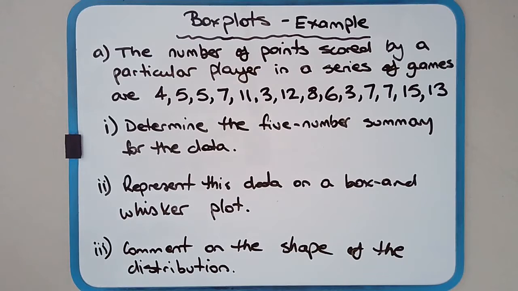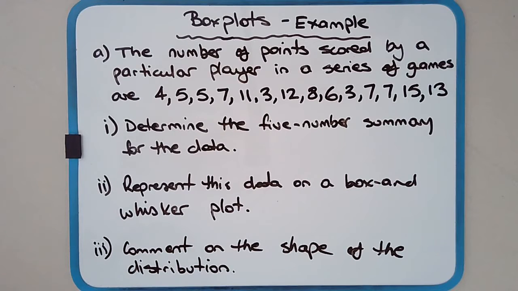Let's have a look at an example now involving the drawing of a box plot based on a set of scores. There's two parts to this example. So part A, we're going to analyze a set of scores, come up with the 5-number summary, and draw the box and whisker plot to represent that 5-number summary for that set of scores.